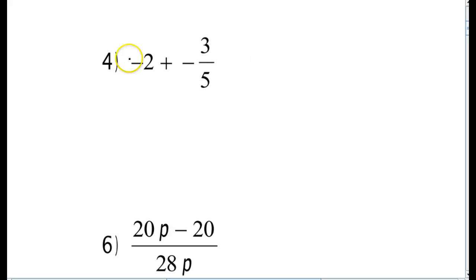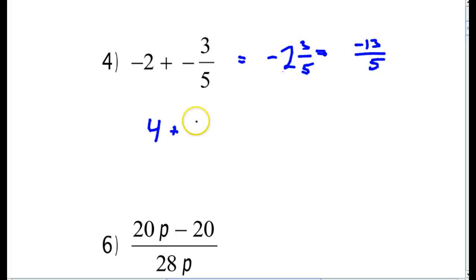Same thing over here. -2 minus 3/5 is -2 and 3/5, which is -13 over 5. And of course, it works if they're both positive as well. So if you have 4 plus 4/7, that's the same as 32/7. So that might be a handy tool to use every now and then.